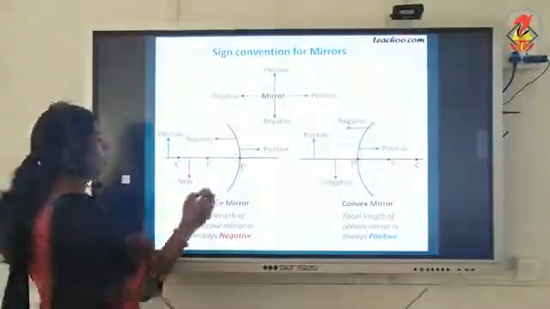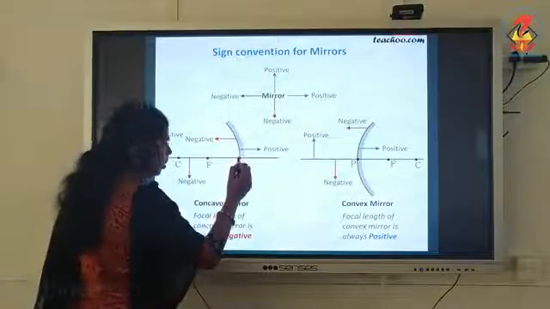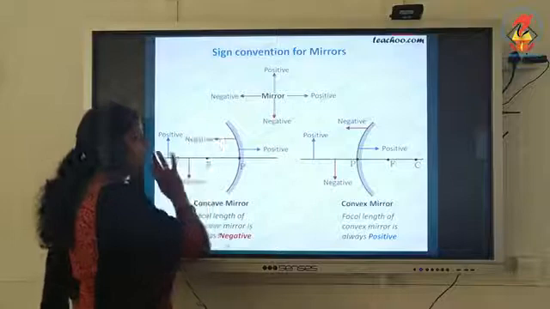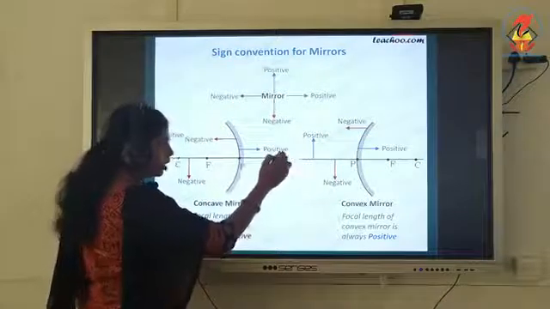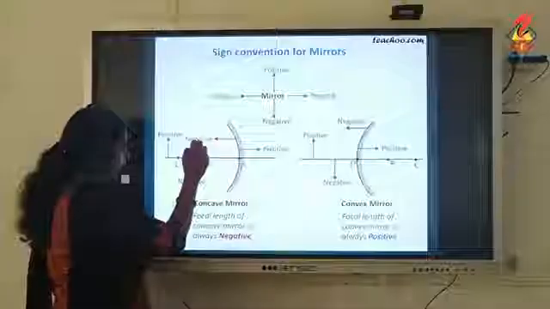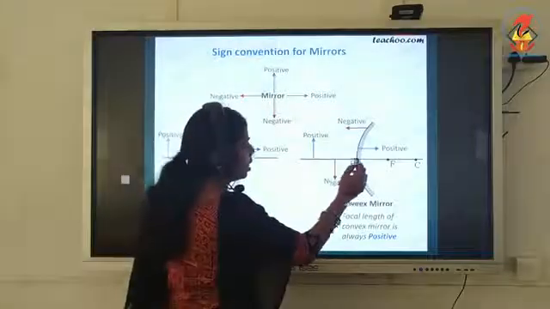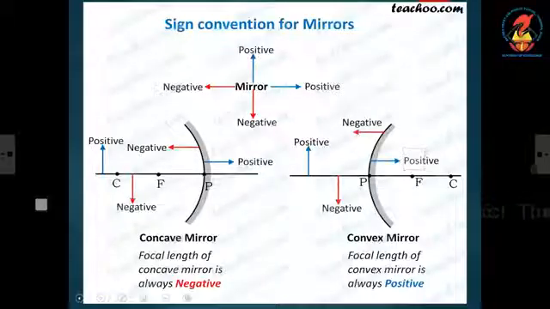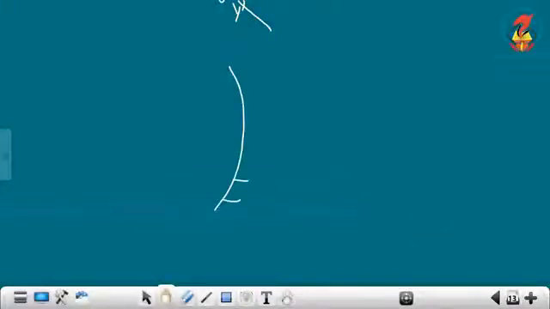So, all measurements are taken from the pole. The measurements taken in the direction of the light ray are positive. Opposite to the direction of the light ray is negative. It's a concave mirror. I am placing the object here. This is the object. Light should travel from left to right.